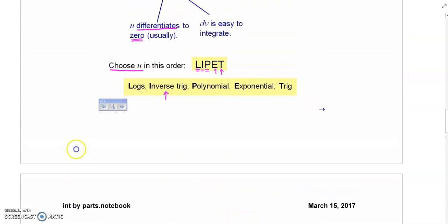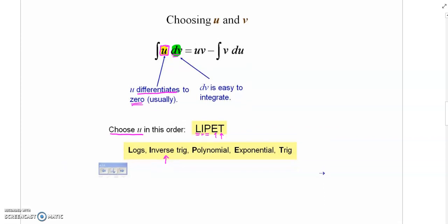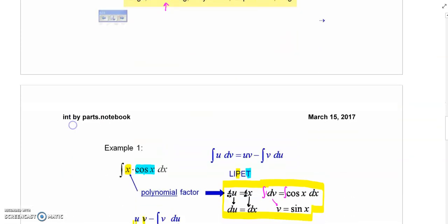So keep in mind, integration by parts is a way for us to take the antiderivative of something with a product of two functions, essentially. And typically those two functions will be two different things, usually a combination of logs, inverse trig, polynomial, exponential, and trig. And that's why we use LIPET to help us choose what our u should be.